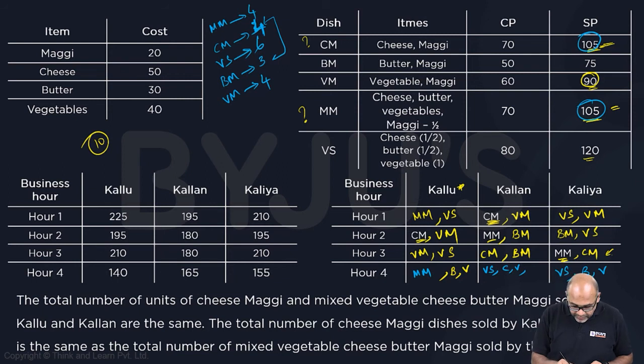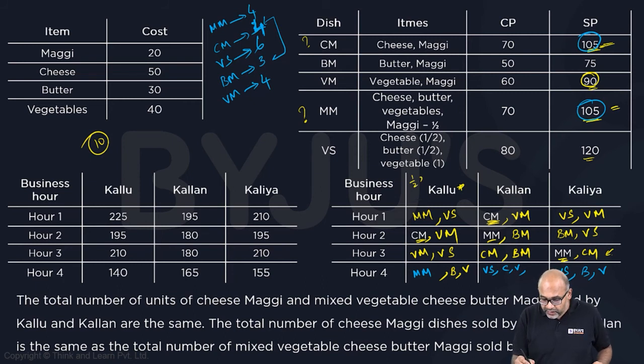Right. So if I'm counting butter, MM will have half a unit of butter. Then VS will have again half a unit of butter. Then CM will have no butter. VM will have no butter. Again, VM will have no butter. VS will have butter, yes, half a unit. And MM will have again half a unit and then 1 unit of butter. So totally, Kallu started with 1, 2, 3 units of butter.